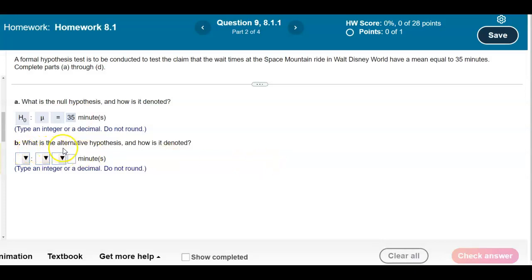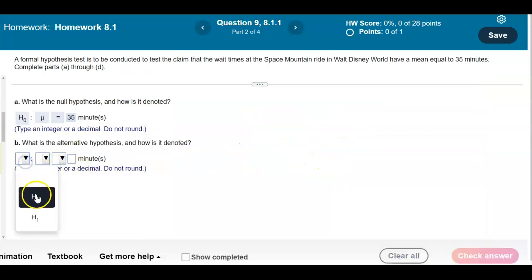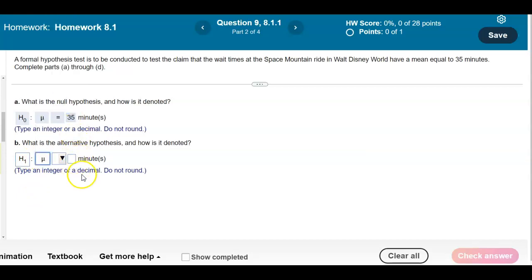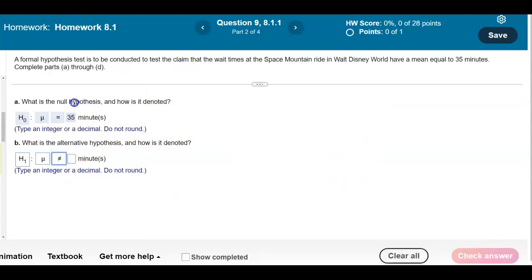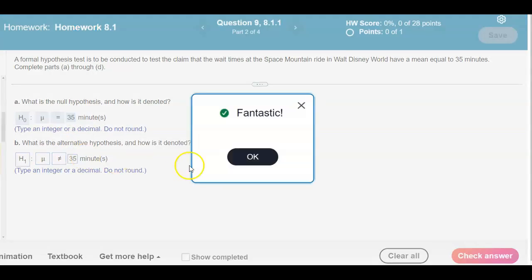Now it says, what is the alternative hypothesis and how is it denoted? Here is the alternative hypothesis, and that is H1. We know H1 represents the alternative hypothesis. We're using the population mean, and now we have not equal to 35. So this is going to be the not equal sign for 35 minutes.